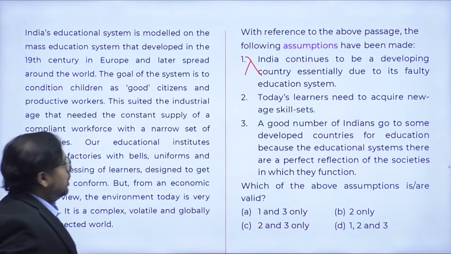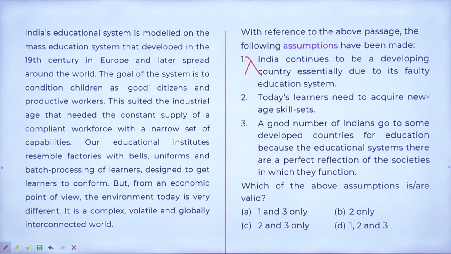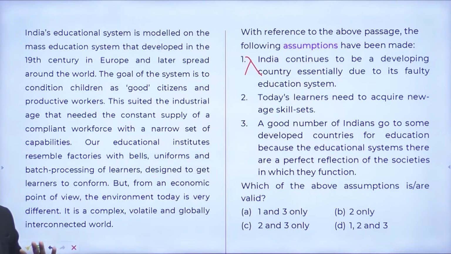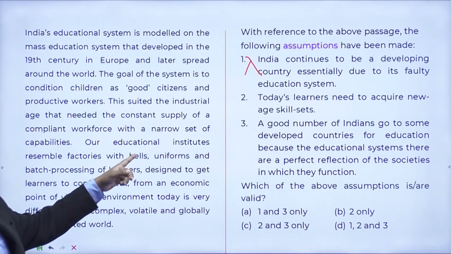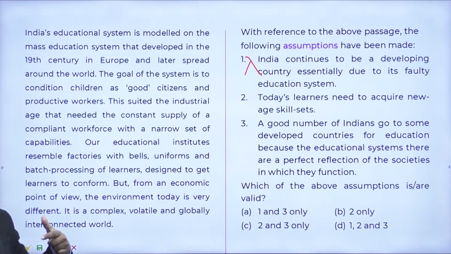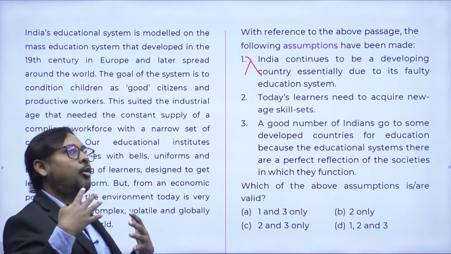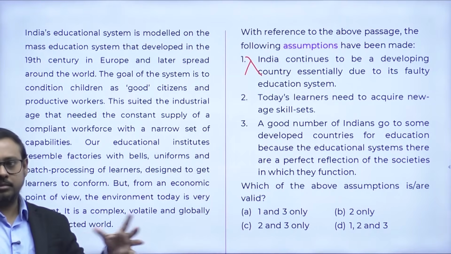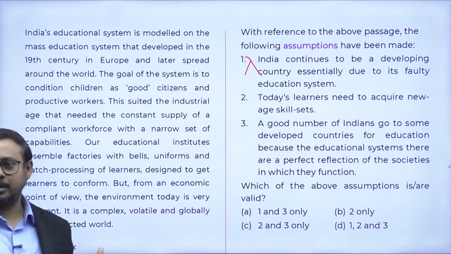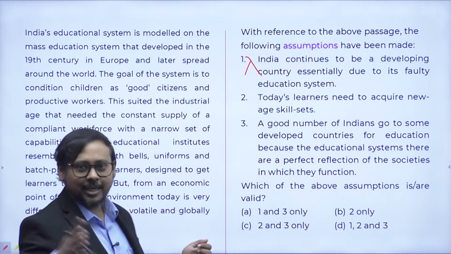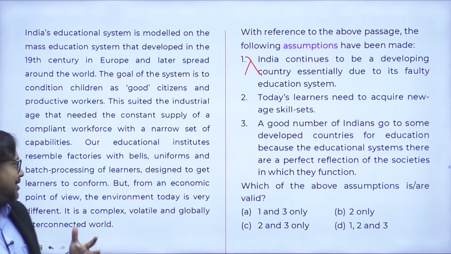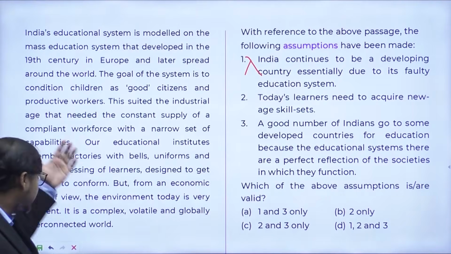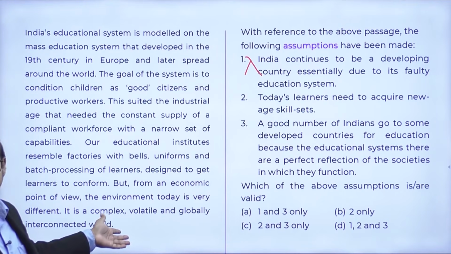Okay. Now: today's learners need to acquire new age skill sets. This is an assumption. Now what I do, I understand. The author is trying to think that today's students like you, or aspirants, need to acquire new skills like AI, ChatGPT, right? So he's thinking, and because he has thought it, has it been written somewhere in the passage? The last part.